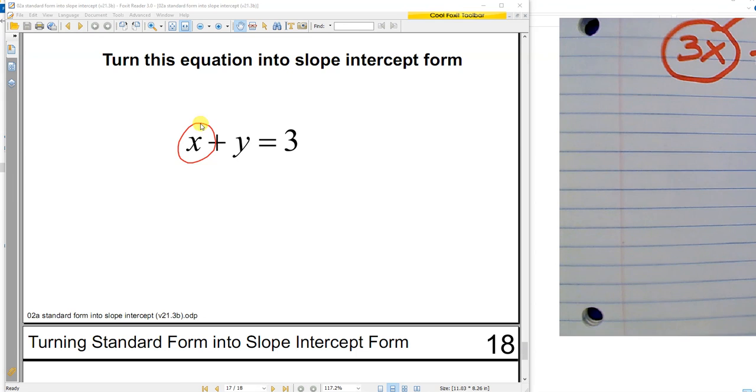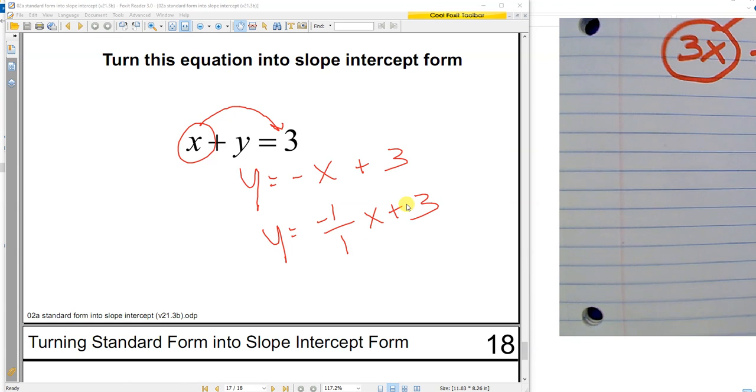Move the x. See the negative? And I'm really done here. This is y equals negative 1 over 1x plus 3. I'm ready to graph it.